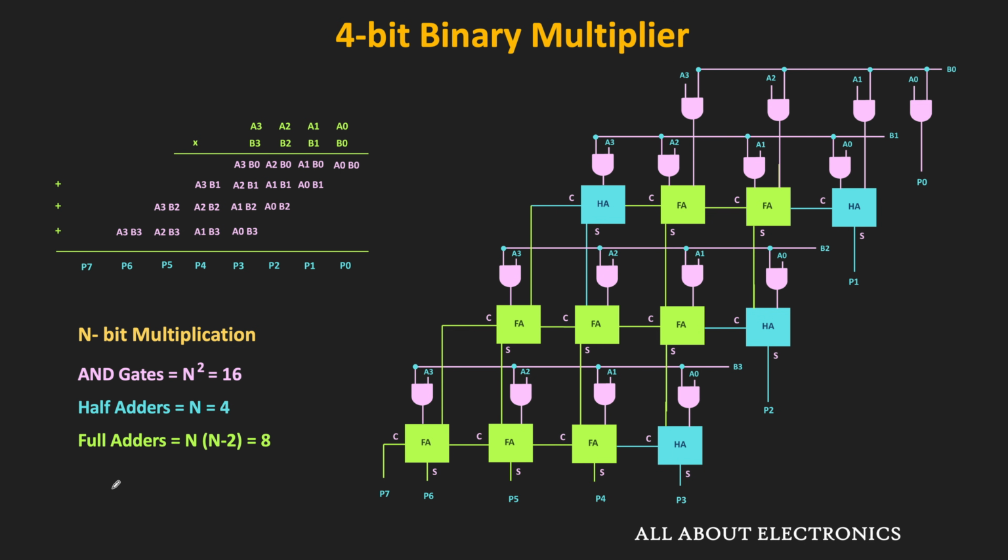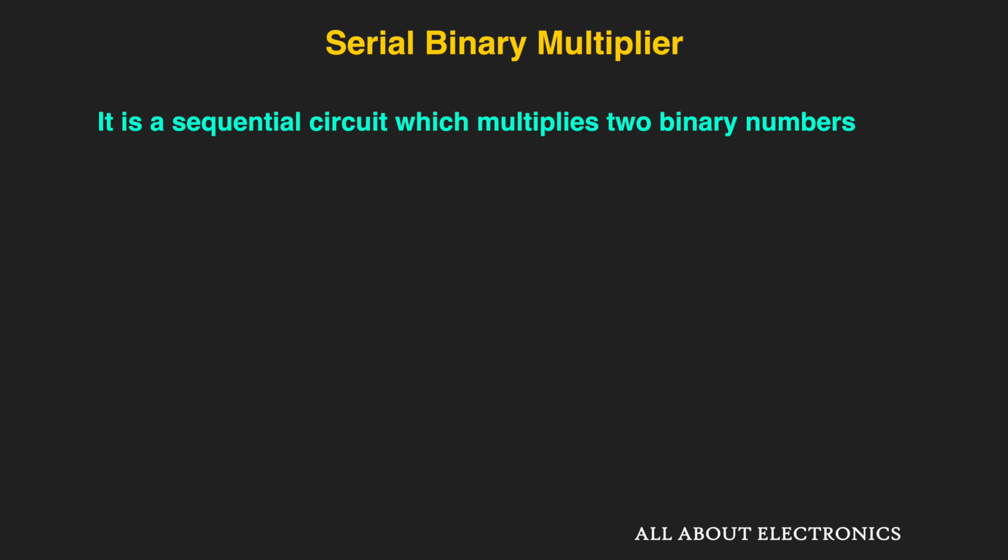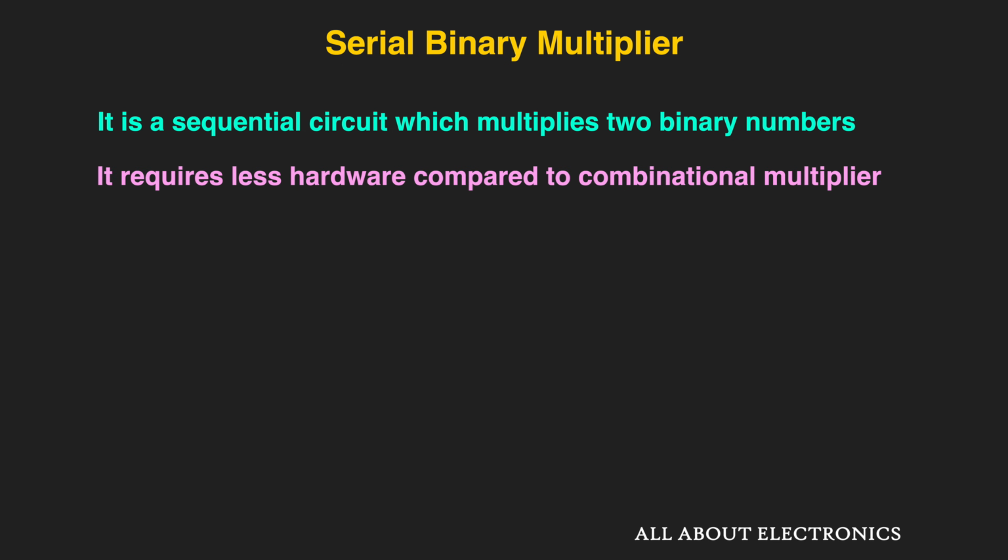As you can see, as the number of bits in the multiplication increases, the required amount of hardware will also increase. Because of that, the size and the complexity of this fast multiplier will also increase. But not all applications require such a fast multiplier, and in some applications, the same multiplication circuit can be implemented using a sequential circuit. This serial binary multiplier is a sequential circuit which multiplies two numbers. For n bit multiplication, it requires less hardware compared to the combinational multiplier. In applications where we have a space constraint, such a design is very useful.